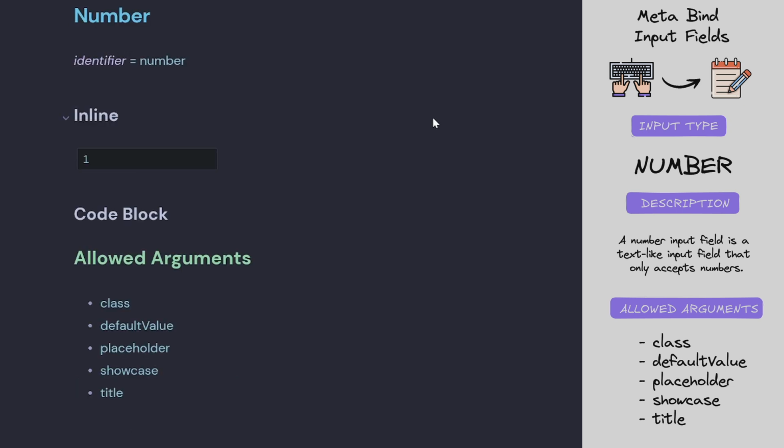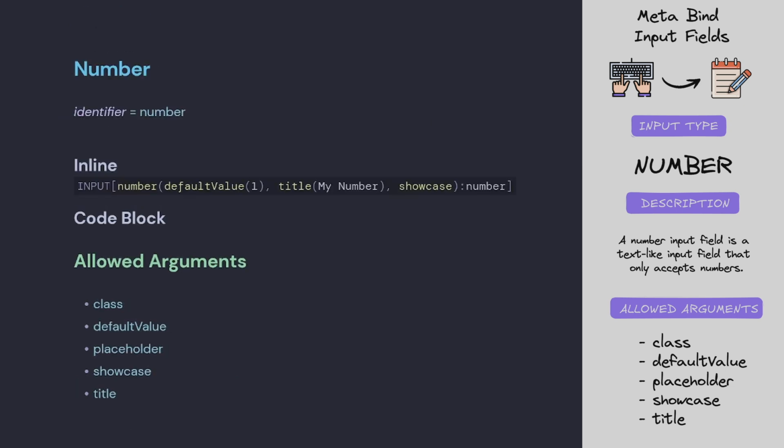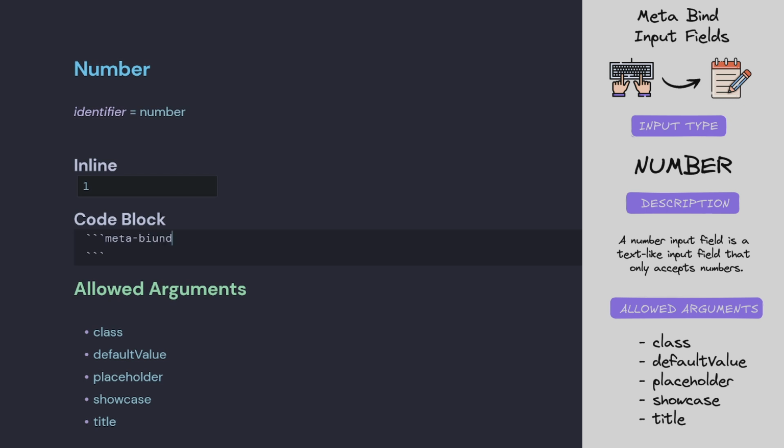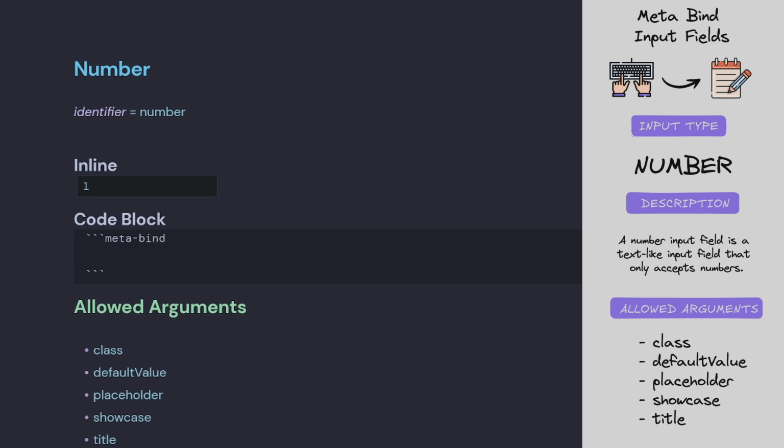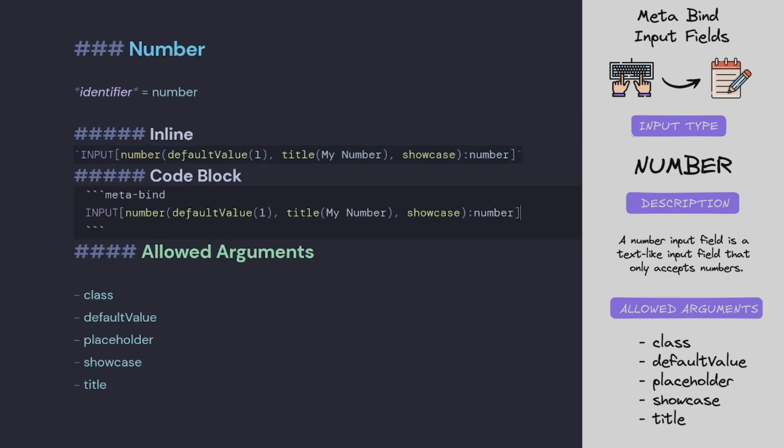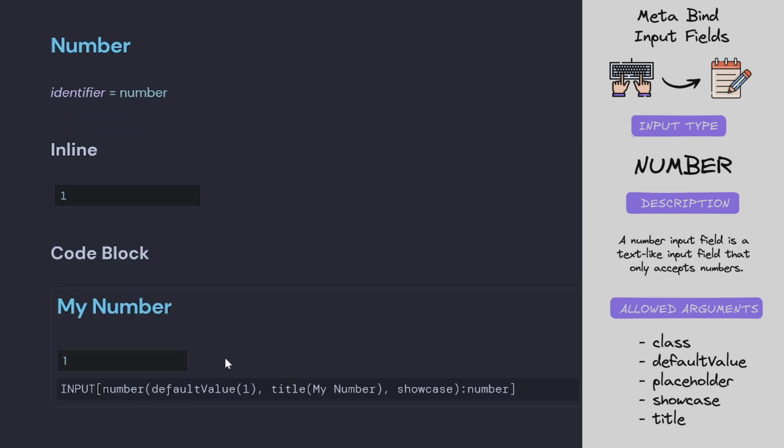So let's try with a code block. So we'll put in our meta bind, then we'll just grab the syntax from the top here, place that in our code block. So now we have our title showing, which is my number. We also have the showcase working, and we have the default value working as well.